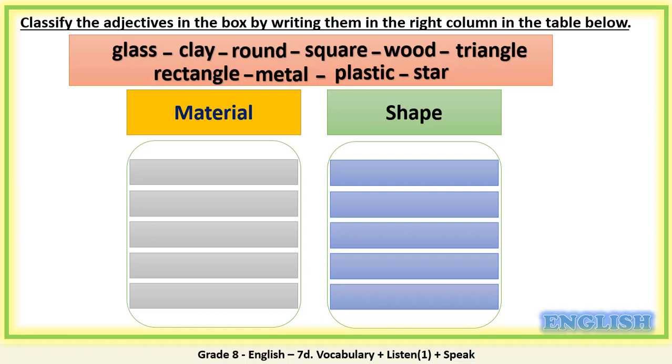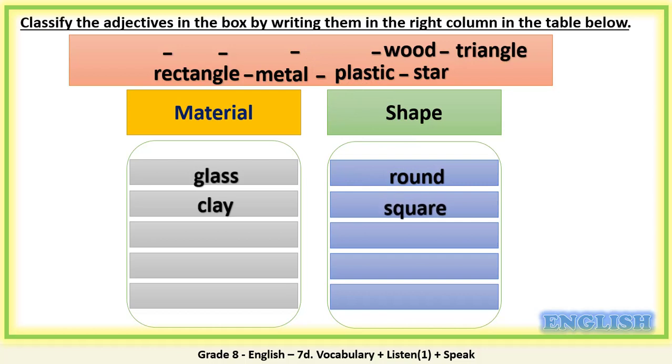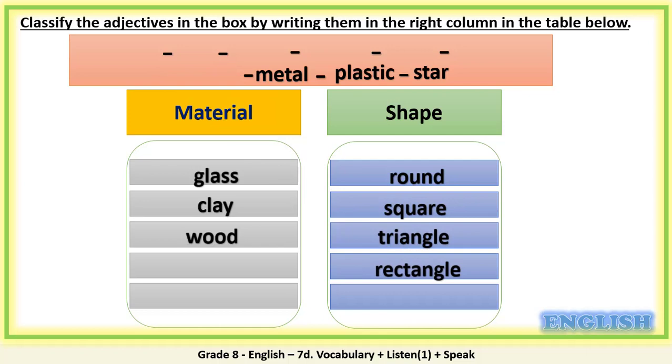Now let's check your answers. Glass. Is it a material or shape? Material. Clay. Round. Round is a shape. Square. Also a shape. Wood. Material. Triangle. Rectangle. Shape. Metal. Material. Plastic. Material. Star is a shape. Great.